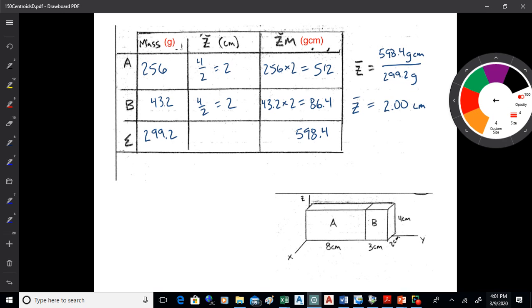All right, so that's a bit on centers of mass and centers of area. Center of area is called a centroid.